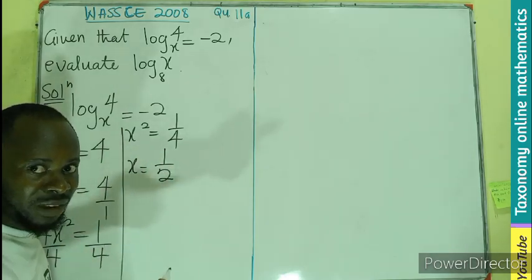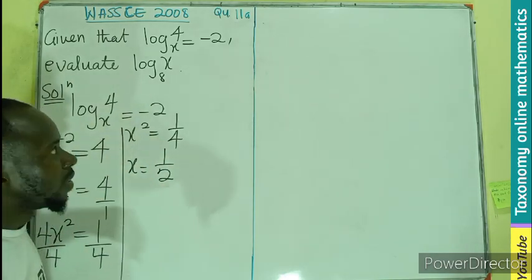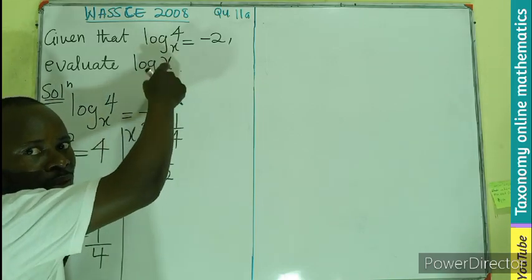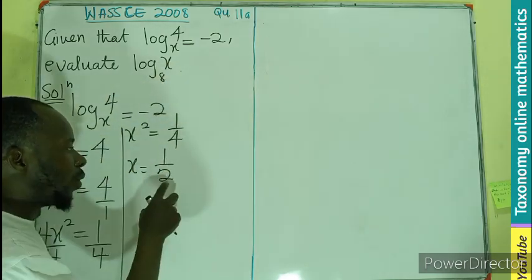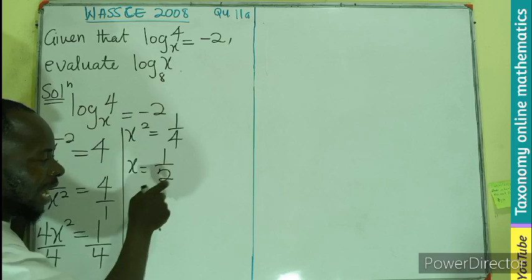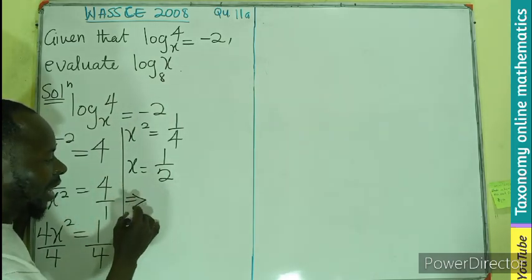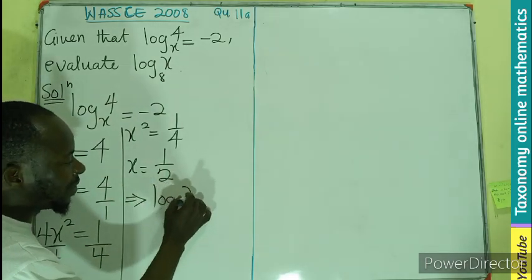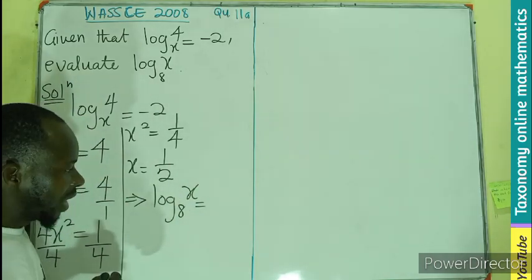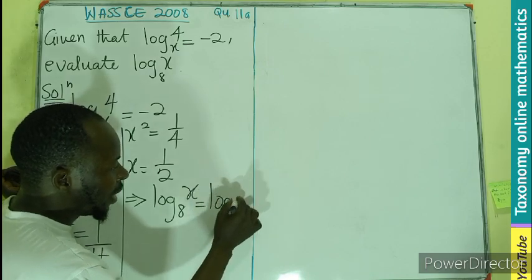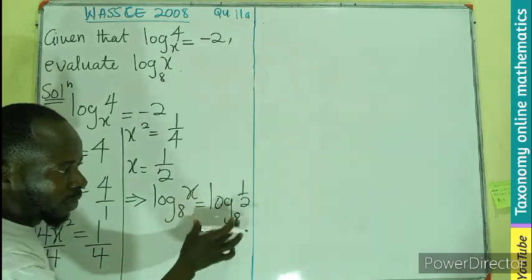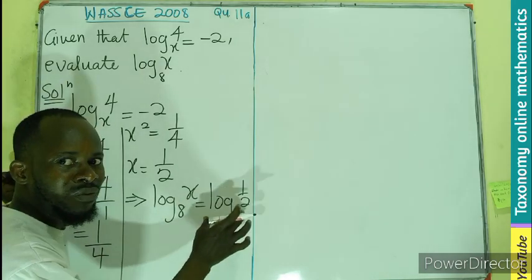I believe you know it to be -1 over 2 and a positive 1 over 2. But the x here is the base of a logarithm, which cannot be negative. So this x can only be a positive value. Alright, so we pick the positive value for x. Then this implies that our log of x base 8 will be equal to, whenever I see x, I introduce 1 over 2, then the base. So this is what we are looking for. We need to evaluate this and see what value we get.